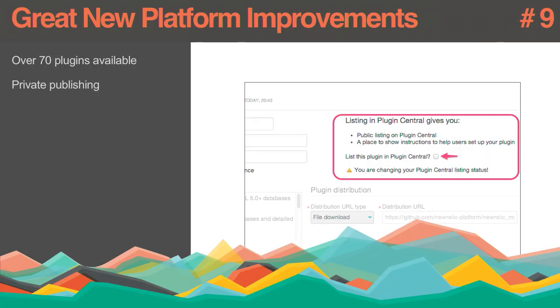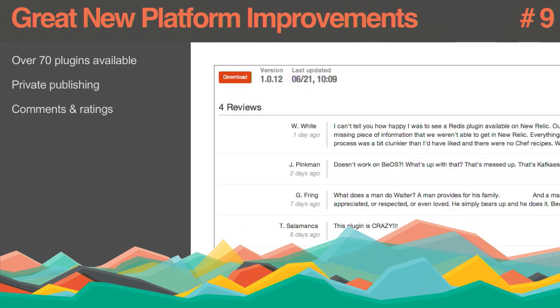But we aren't going to stop just there. We're adding private publishing today. So if you want to write a plugin that's specific to your environment, not appropriate to be out in our plugin store, you're welcome to go ahead and do that and just keep it private to your account. We're also adding comments and ratings so that you can give feedback to the plugin authors with votes and with actual text feedback. And the plugin authors can actually subscribe to those comments and get them in an RSS feed, so they'll get them right away.